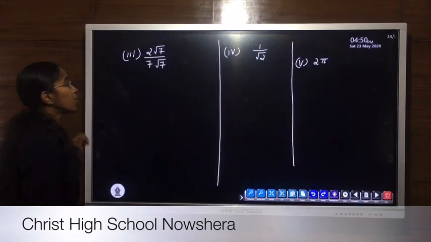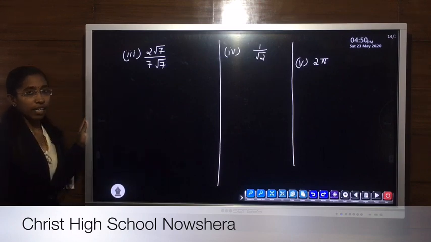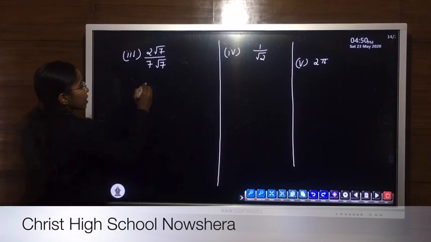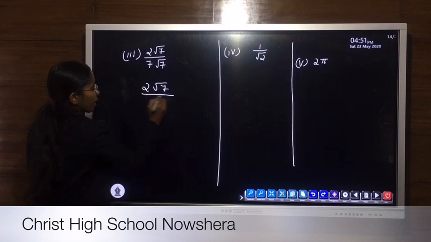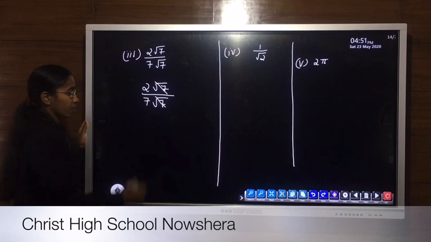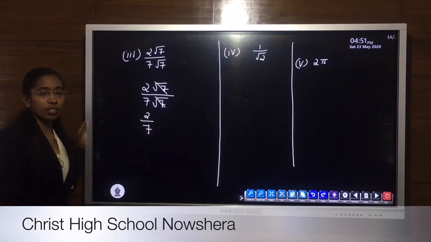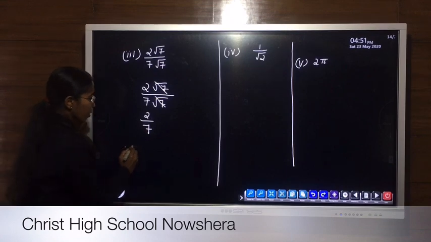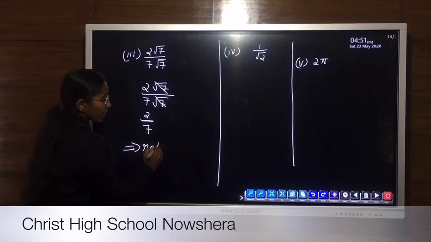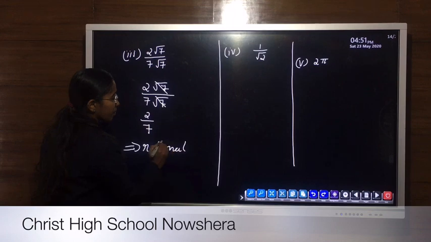And the third one, 2 root 7 divided by 7 root 7. In this question, 2 root 7 divided by 7 root 7, we can cancel both root 7. What is remaining? 2 by 7. This is in the form of p by q, where p and q are integers and q not equal to 0. So this is also a rational number.